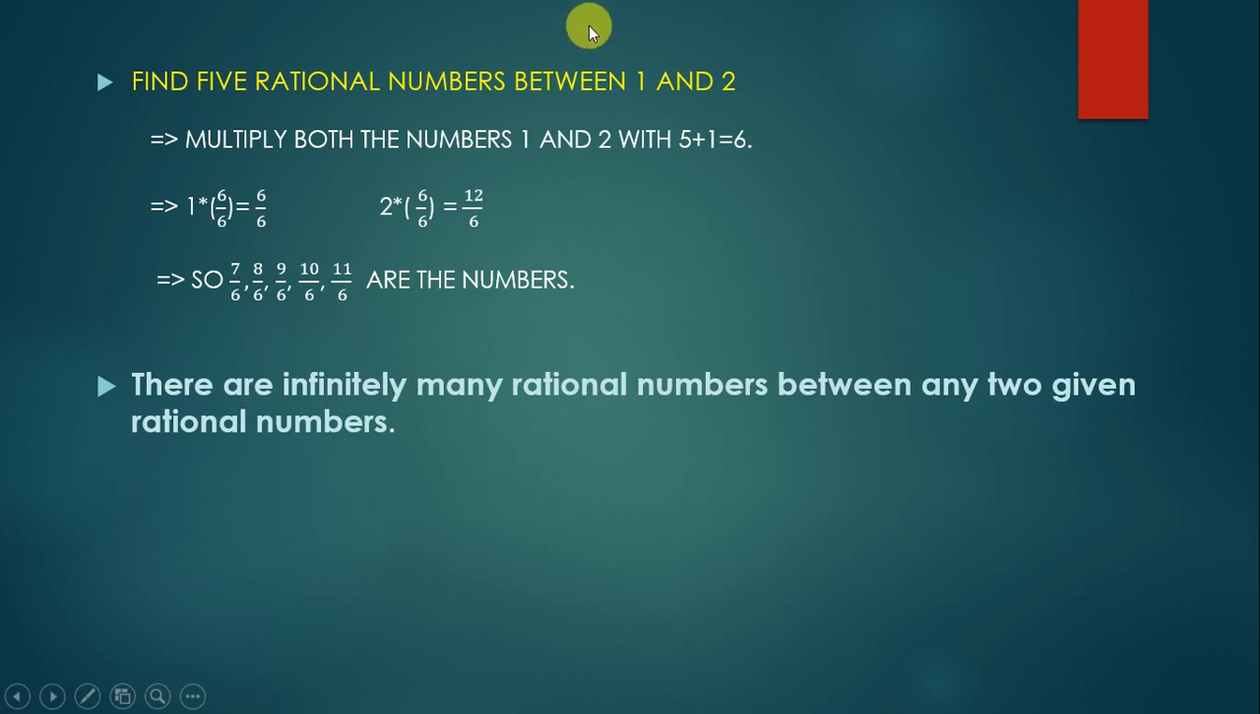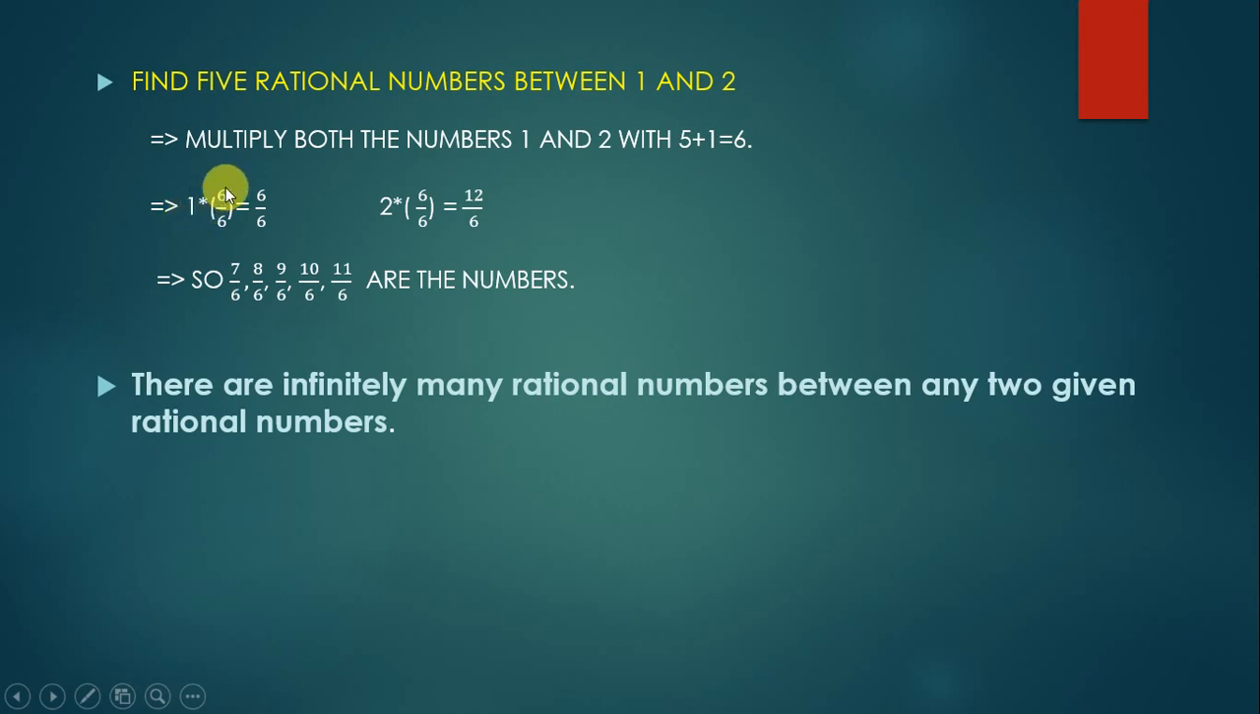Now, let's move to some examples. Find 5 rational numbers between 1 and 2. Okay. What we have to do is, we need to find 5 rational numbers. So, we are taking 5 plus 1 is equal to 6. No need of taking 6. You can take 6, 7 or any number above 5. If you are asked to find 5 numbers, you can take a number greater than 5 and multiply it with these 2 numbers. Okay. See, multiply both the numbers 1 and 2 with 6.